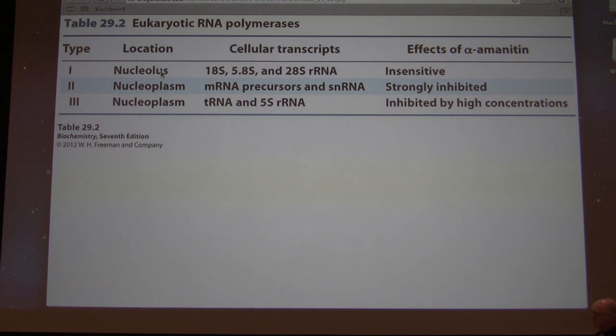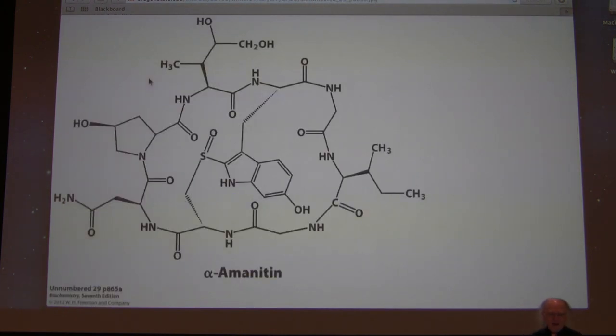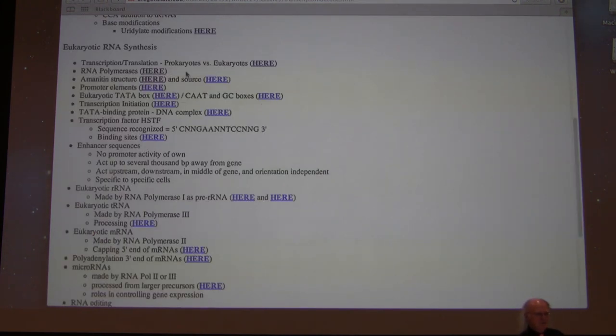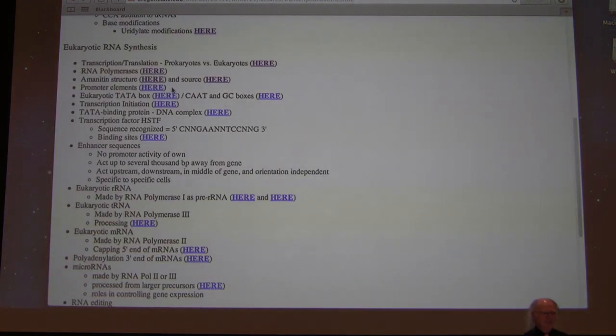So alpha-amanitin is a very poisonous compound. Okay, this is what alpha-amanitin looks like. There's another structure for you to memorize for the exam. Really ugly structure. I heard somebody say, ha ha, I didn't have to say it. Okay. This is a death cap. Is it? I'm not sure. I'll keep you guys thinking, right?